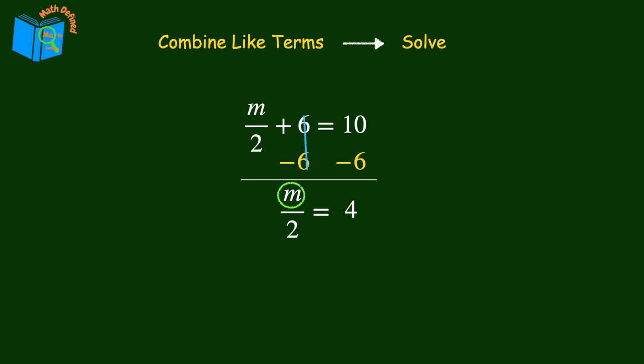Next, to isolate and solve for m, we multiply both sides by 2. The 2's on the left side cancel out, leaving m, and on the right side, 4 times 2 is 8, so m equals positive 8.